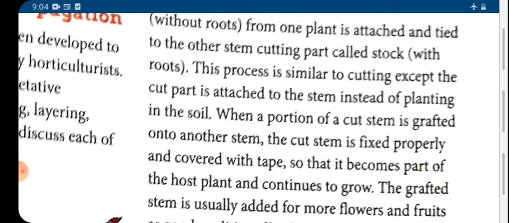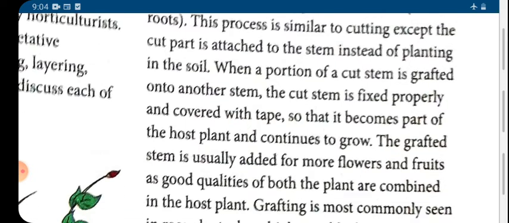यहाँ पर हम जो कटा हुआ हिस्सा है उसको stem से जोड़ रहे हैं instead of planting in the soil. In the cutting process, we just plant the cut part in the soil. But here in grafting, we are just attaching that part to the stem of another plant.